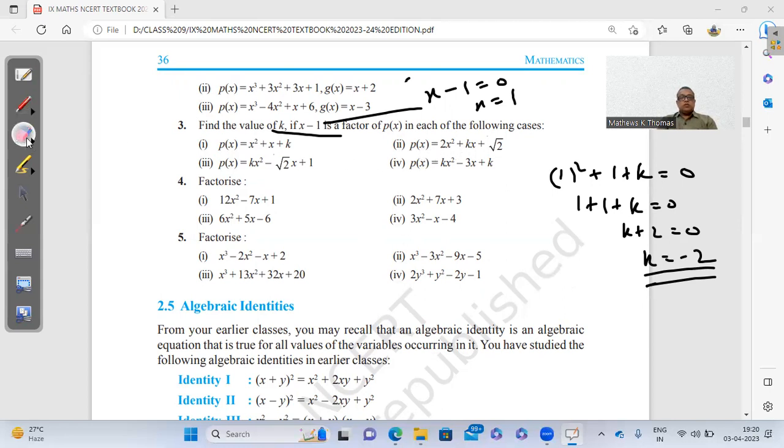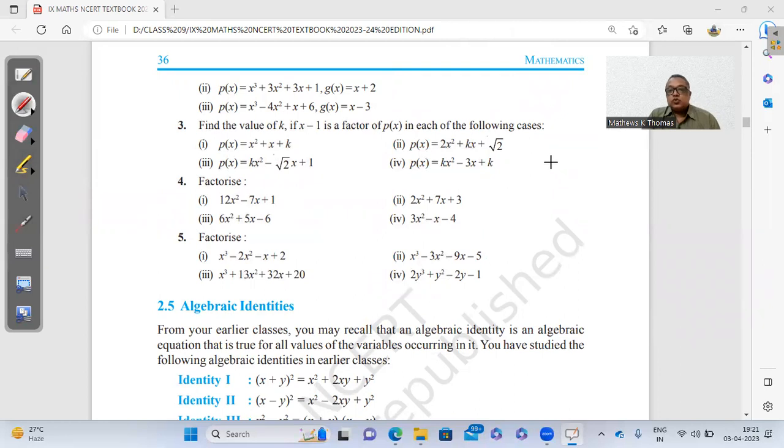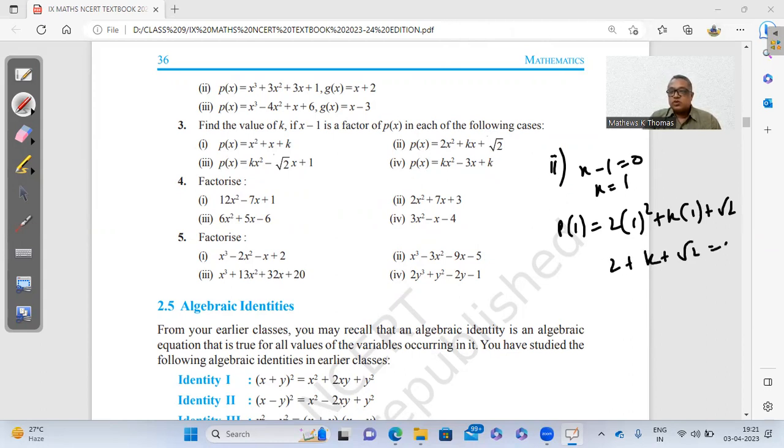Then the second part, we are going to put the value of x as 1 here. When I'm trying out the second part, x minus 1 is 0, so the x value is 1. Put the value here. P1 is equal to 2 into 1 square plus K into 1 plus root 2. Now, just now I told you that if it's a factor, the remainder will be 0. So I can equate this to 0. So K value will be minus 2 minus root 2. All I have to do is shift the values of 2 and root 2 to the right side. So this was the second part.